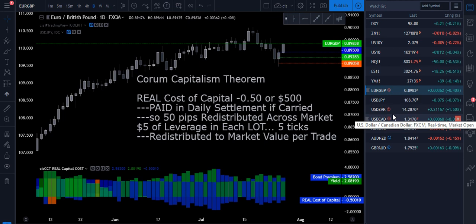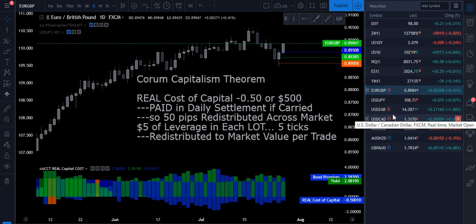In intraday trading, this means that $5 of your leverage for each lot, that's 5 ticks, will be redistributed throughout the market relative to the US dollar at work per trade.